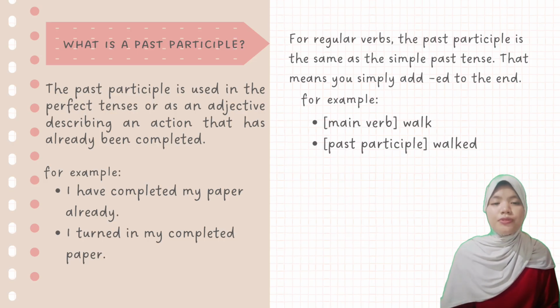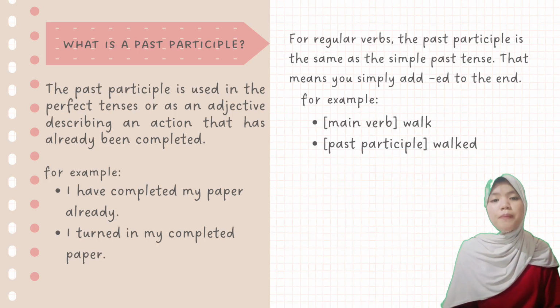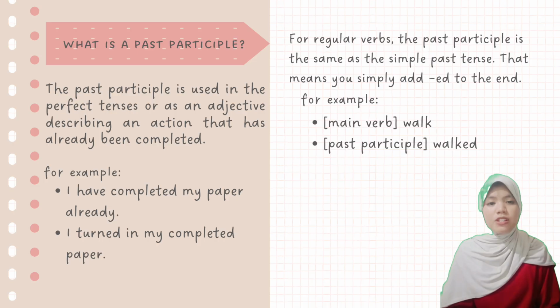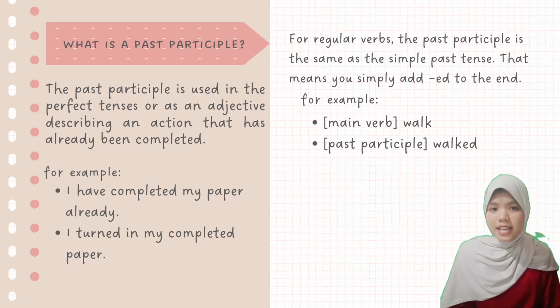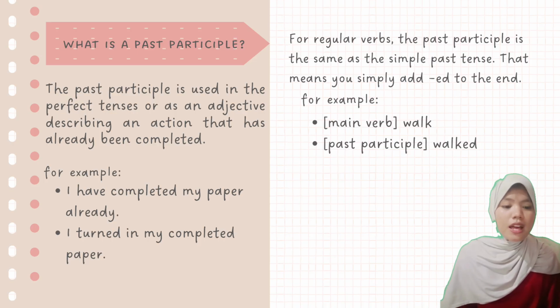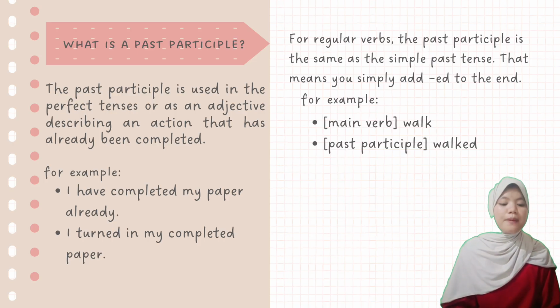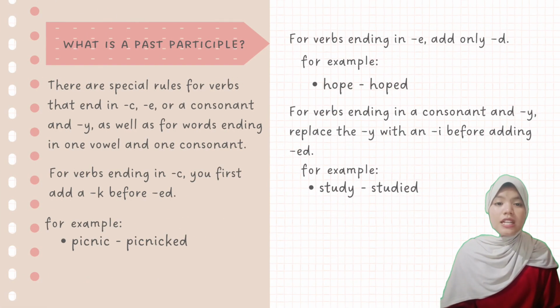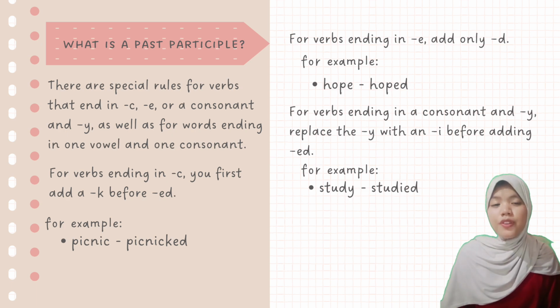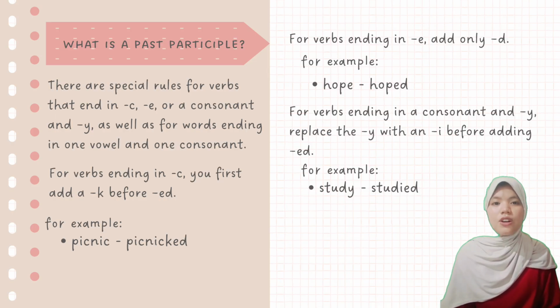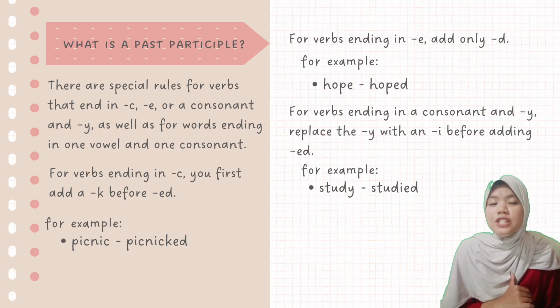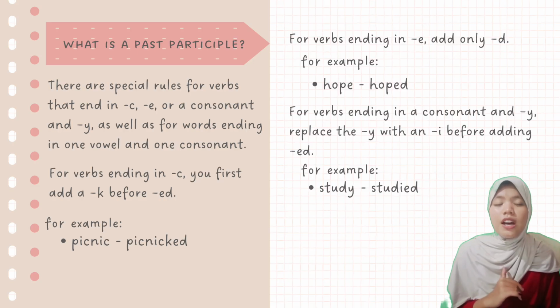For regular verbs, the past participle is the same as the simple past tense. That means you simply add ed to the end. For example, main verb walk and past participle walked. Just like with the present participle, there are special rules for verbs that end in c, e, or a consonant and y, as well as for words ending in one vowel and one consonant.